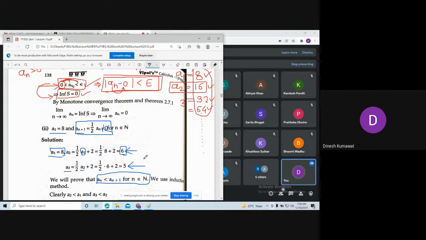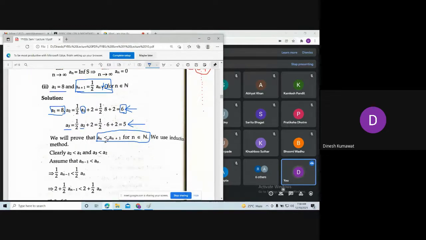Okay, so you need to show this result using induction. We will prove that a_n is greater than or equal to a_{n+1} for all n. Okay, so you need to prove it using induction. Once you are able to do that, then you are going to conclude this sequence a_n is monotonically decreasing or increasing? Yes, what are you going to conclude, is it decreasing or increasing? Decreasing. This is a monotonically decreasing sequence.